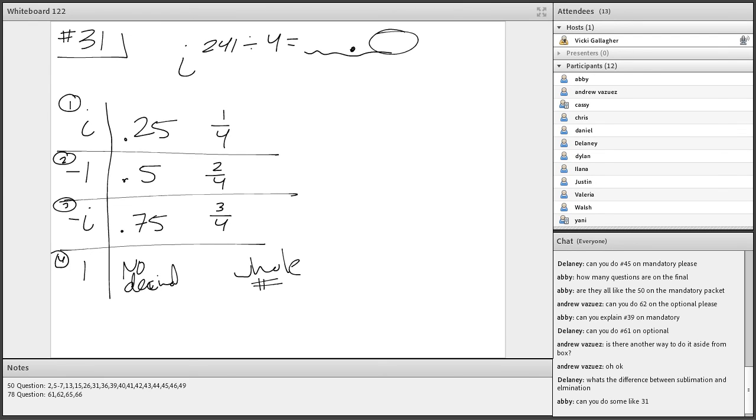Okay, so you're just going to divide it in your calculator. When I do 241 divided by 4 in my calculator, I get 60.25. And so since it's 0.25, I'm going to pick the first option. And so my final answer is the letter i.